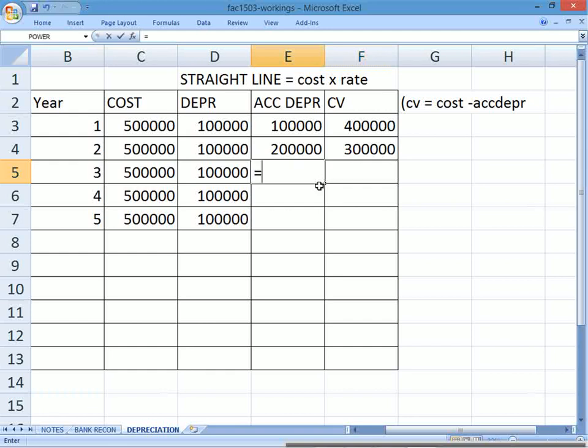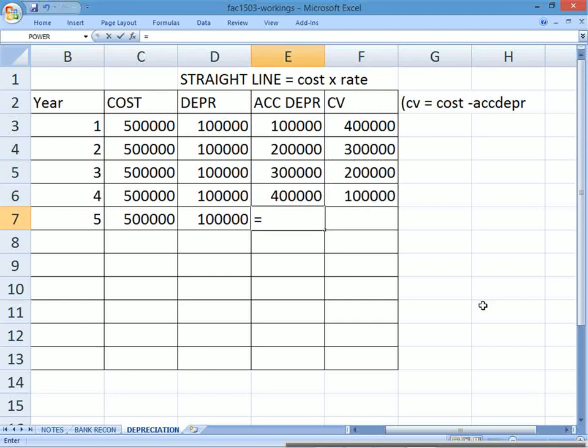How much accumulated depreciation will I have after 3 years? Well, last year I had 200. This year I've got 100. So now I've got 300. Carrying value of the asset is now 200. How much accumulated depreciation will I have after 4 years? Well, last year I had 300. This year I've got an extra 100, 400,000. Carrying value at the end of that year, 100,000.